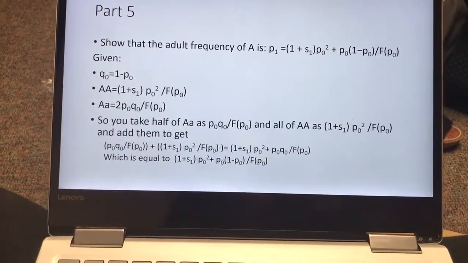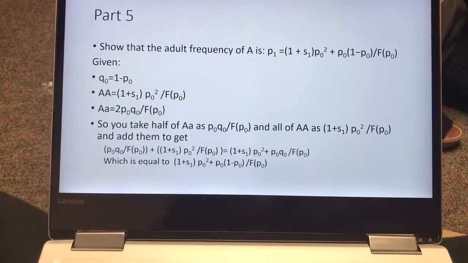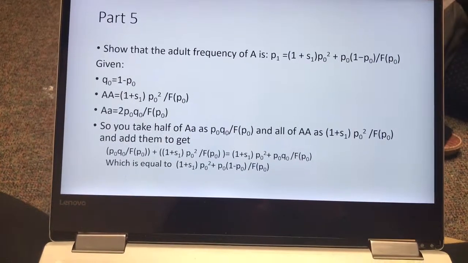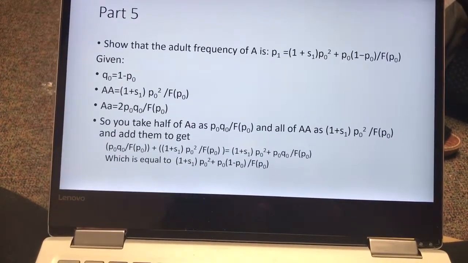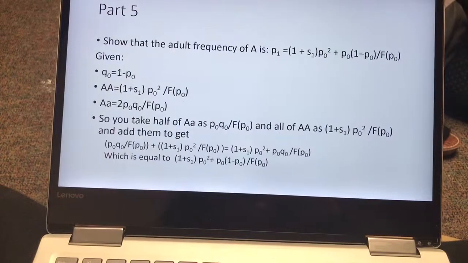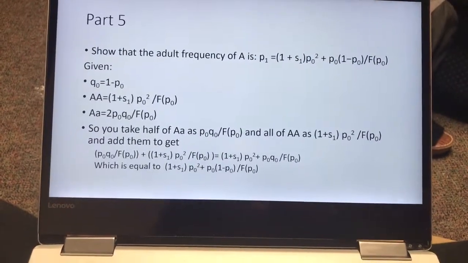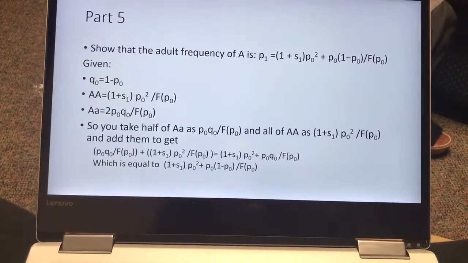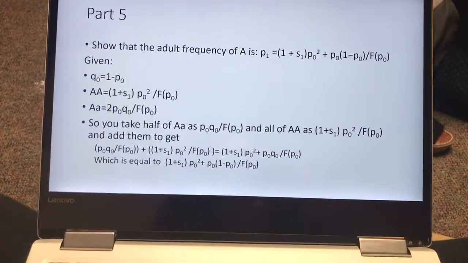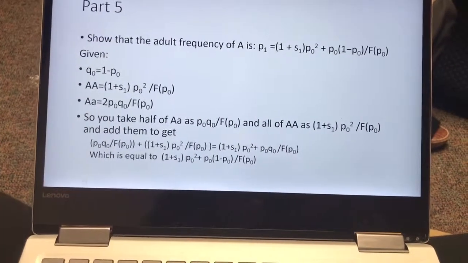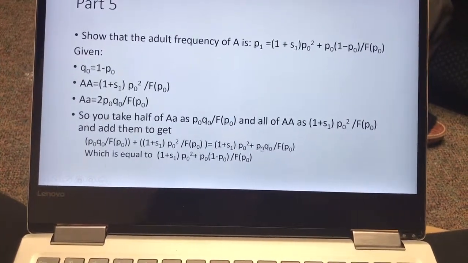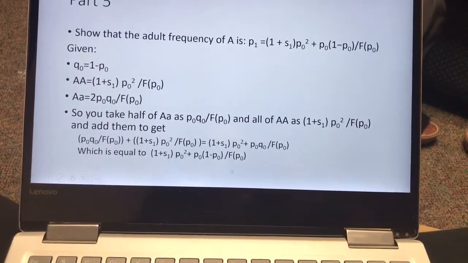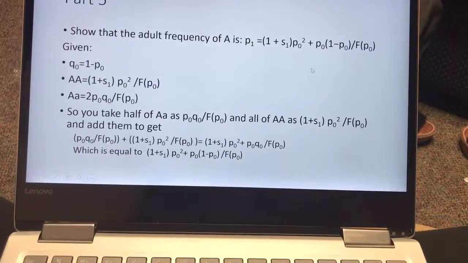So we will be using p naught q naught divided by f, or the function of p naught, and then all of the large A allele equation using 1 plus s sub 1 times p naught squared divided by the function of p naught, and we'll add them together and get this equation, which using q naught equals 1 minus p naught we see is equal to the given equation that we were supposed to show it is equivalent to.